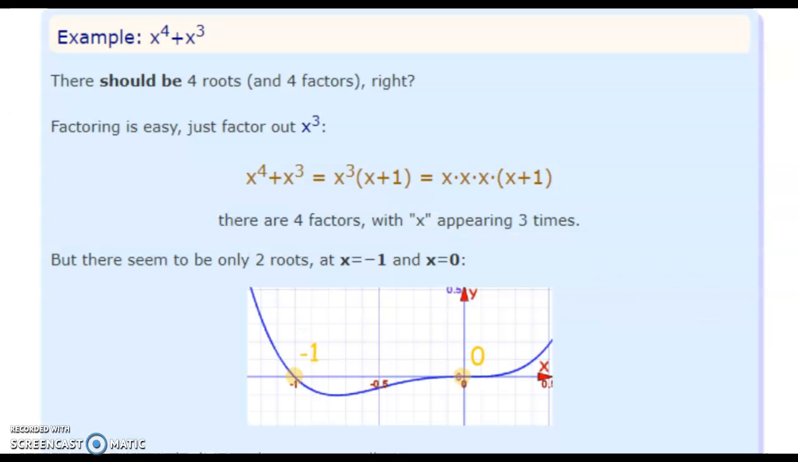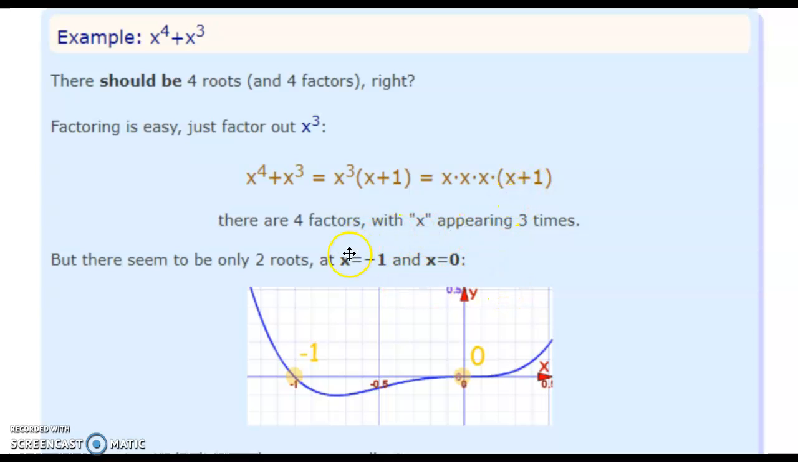Let's take a look at one more example. So this is a 4th degree polynomial, so there should be 4 roots. We can find these roots in this polynomial by factoring. So the GCF is x cubed. When we factor that out, we're left with x plus 1 inside parentheses. We set those factors equal to 0. We get x equals 0 as one of our roots, and x equals negative 1 as one of our roots.